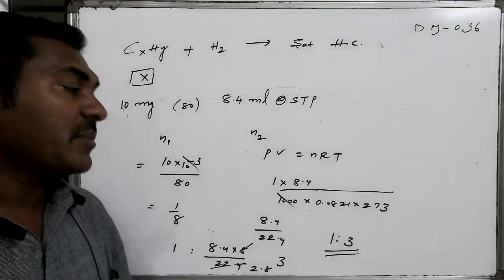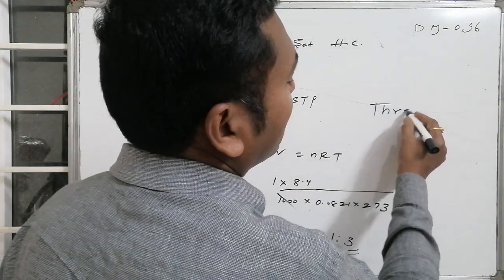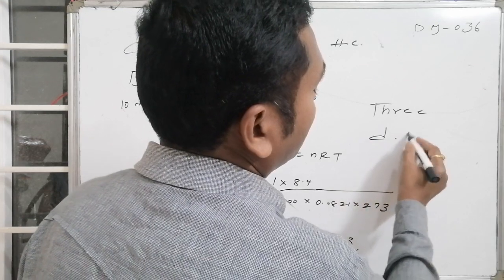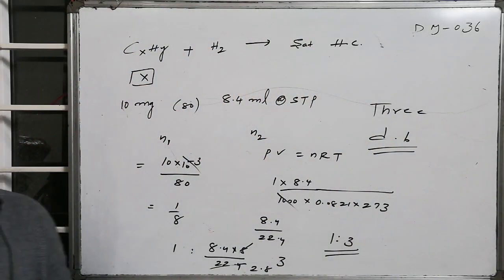There are 3 double bonds present. It indicates the presence of 3 double bonds. How many double bonds are there? 3 double bonds are present. A system containing 3 double bonds is further subjected to ozonolysis.